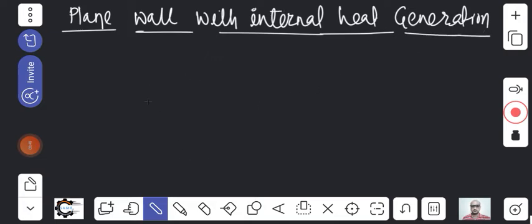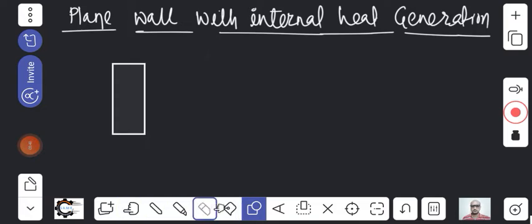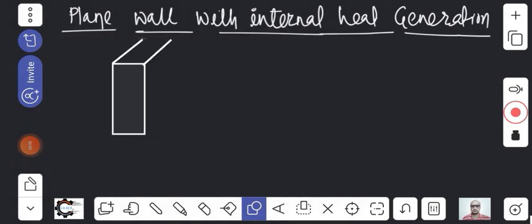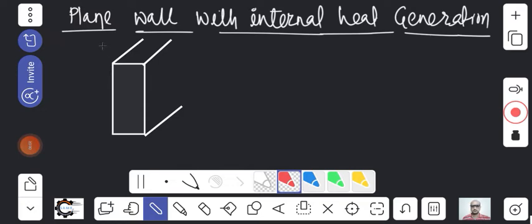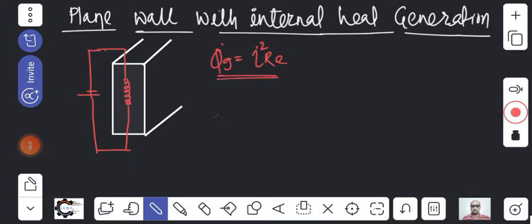See how this case will happen. Let me take the image so that it will be better for you to understand. This is my plane wall. For the internal heat generation, I will put one resistor, one coil inside it, just as an example. If I connect it to a battery, there will be internal heat generation, and that heat generation q dot g is equal to I square R. This is the example of internal heat generation, so we have to consider this.